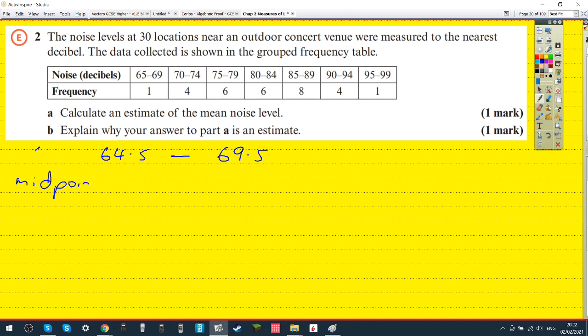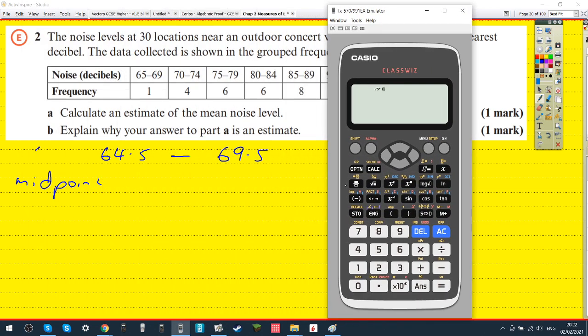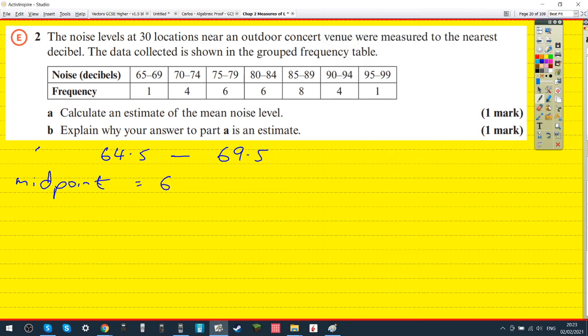That would be 67.5? Add the two together and halve it. It's like finding the mean. Yeah. Is that right? Yeah, that is right, 67. So watch out for that. Midpoint for that one is 67.